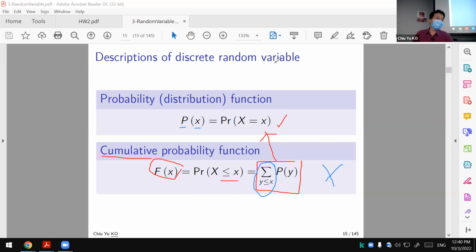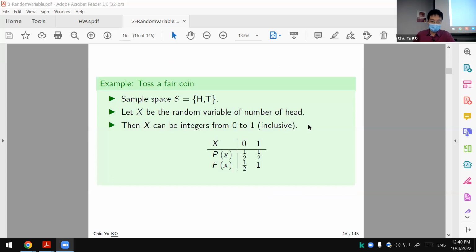Is there any question? I think we just stop here. If not, then we go to the example and see how they are applied. Okay, so just a very simple example.